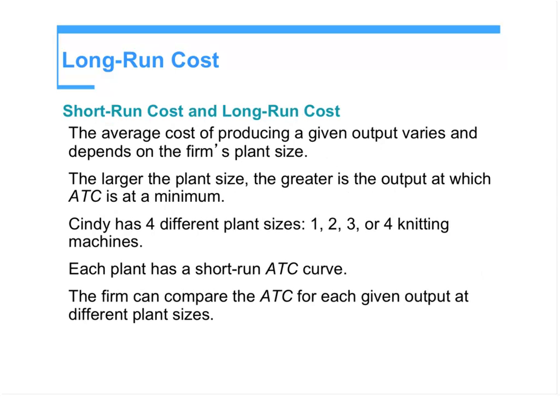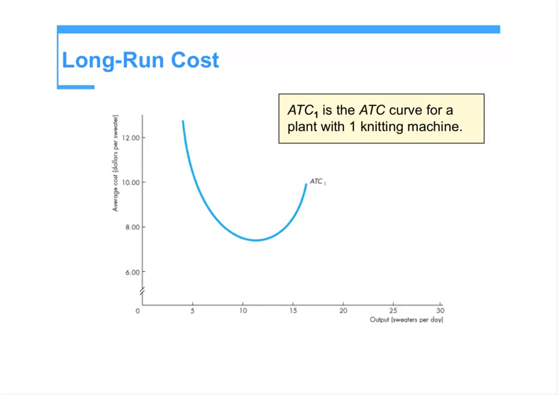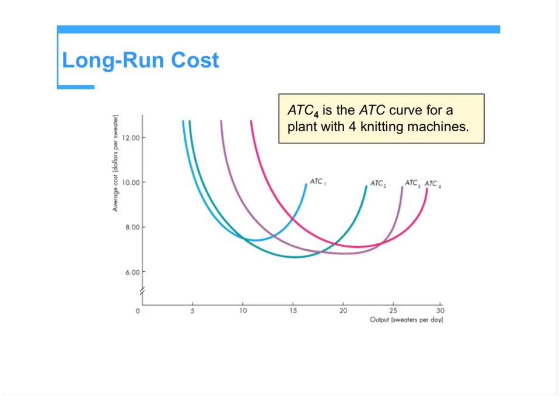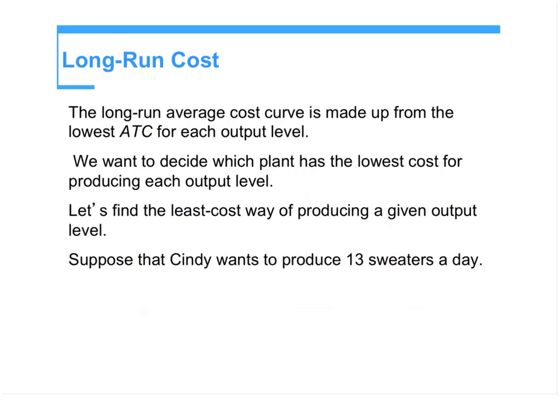India has 4 different plant sizes: 1, 2, 3, or 4 knitting machines. Each plant has a short-run average total cost curve. The firm can compare the average total cost curve for each given output at different plant sizes. So this is number 1, number 2, number 3, number 4. The long-run average total cost is made up from all those together. We want to decide which plant has the lowest cost for producing output. So let's find the least cost way of producing a given output level.